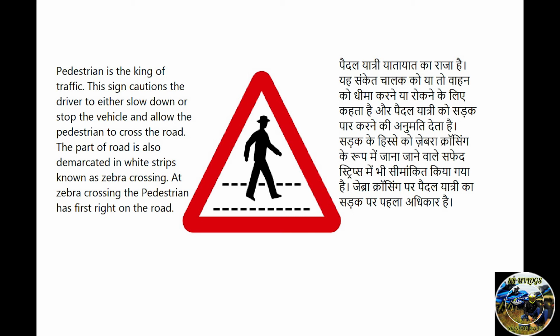Pedestrian is the king of traffic. This sign cautions the driver to either slow down or stop the vehicle and allow the pedestrian to cross the road. The part of road is also demarcated in white strips known as zebra crossing. At zebra crossing, the pedestrian has first right on the road.